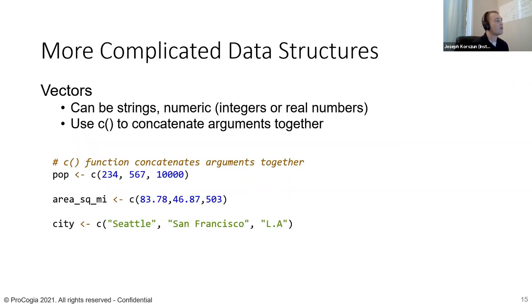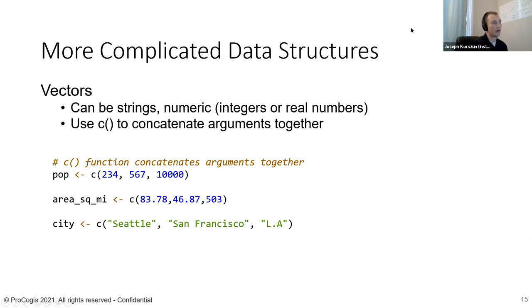Okay. So some more complicated data structures are known as vectors, right? You can think of a vector as a collection of items. It can be a bunch of strings, some numerical values, like integers or real numbers. You use this command known as C, and whatever's within the C parentheses is used to concatenate arguments together. So if we look at this pop variable, we're taking the function C and combining 2, 3, 4, 5, 6, 7, and 10,000, all in one reference variable called pop. It'll concatenate all those arguments and store them accordingly.